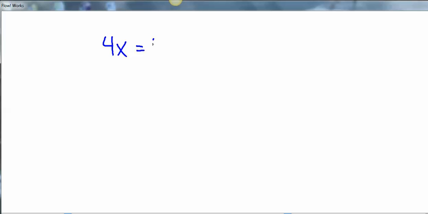4x equals 12. Sarah, what's being done to the variable here? It's being multiplied by 4. Maylena, what's the opposite of multiplying by 4? Dividing by 4. So look, divide each side by 4. That line in a fraction means divide. These 4's cancel, and x equals 3.